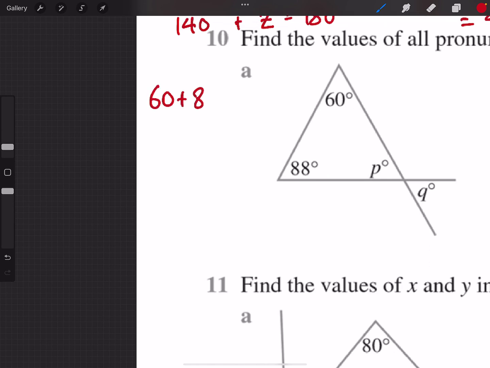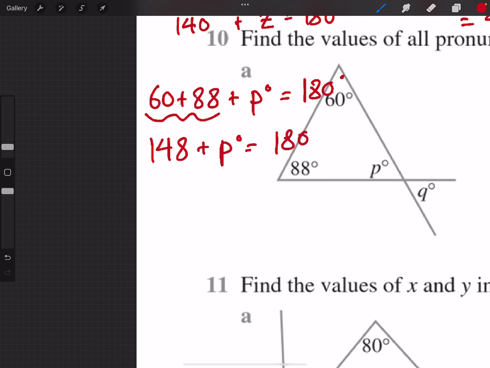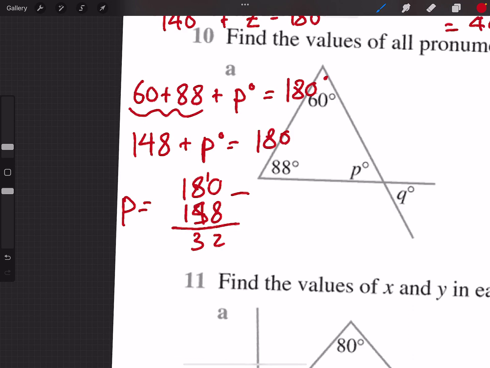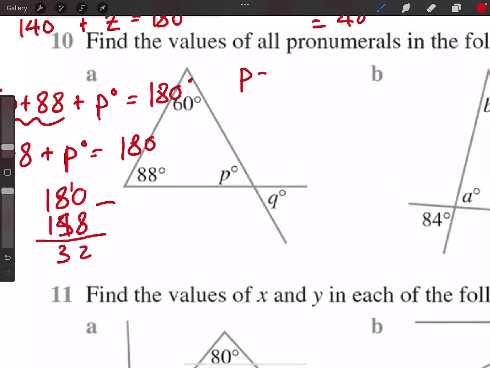60 plus 88 plus the angle P is equal to 180 degrees. Okay, now 60 plus 88 will give you 148, plus the angle P is equal to 180. So to get P, we just do the subtraction. We want to find the difference. So we do 180 take away 148, and let's see what we get. This will be 32 degrees. So we worked out P to be 32 degrees.